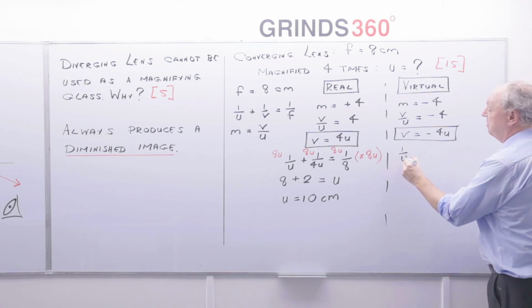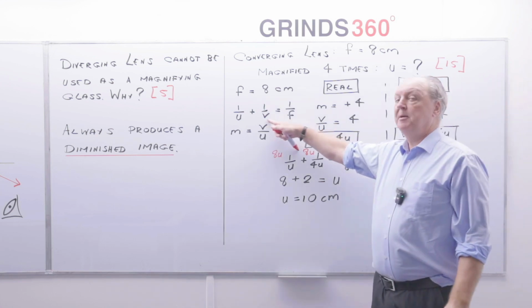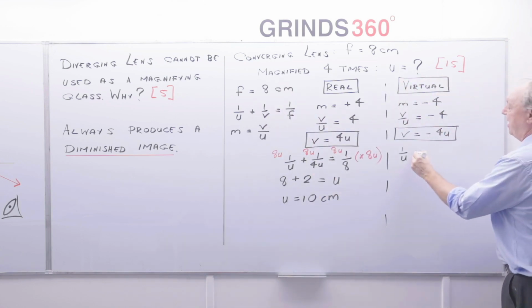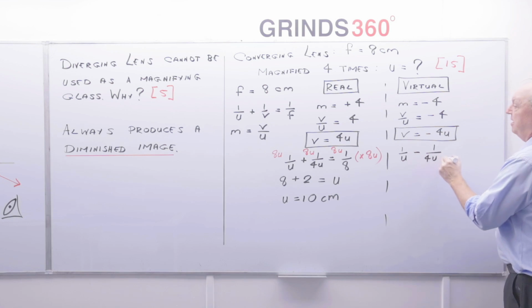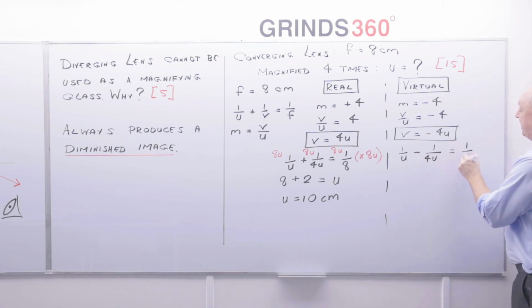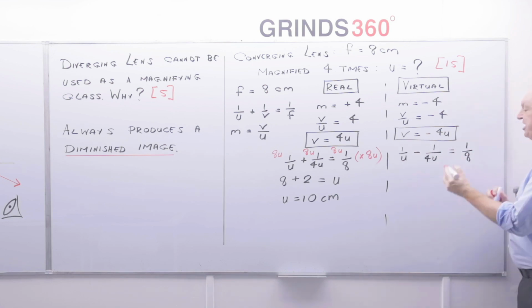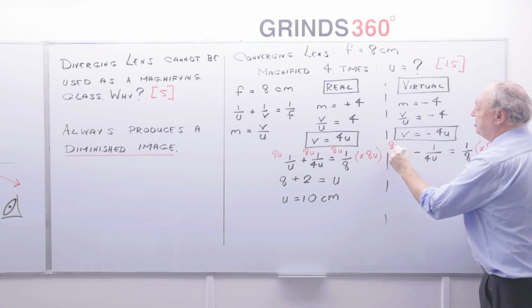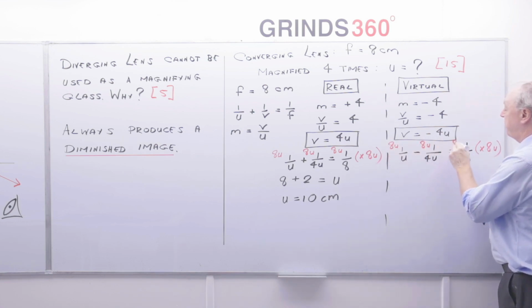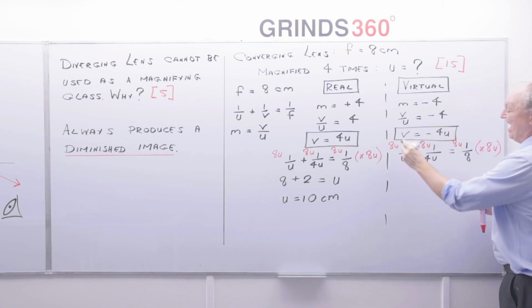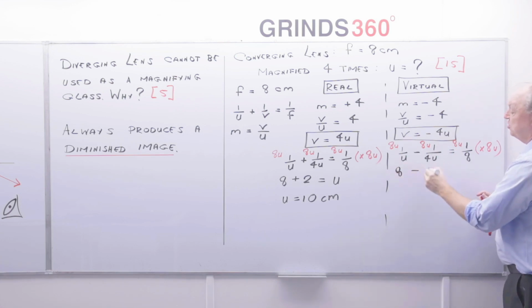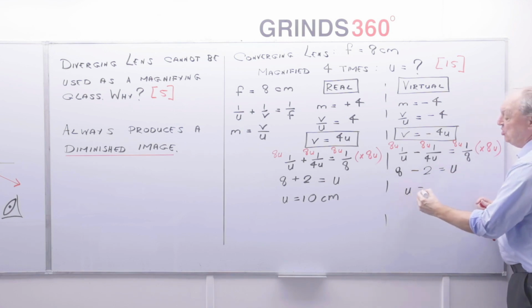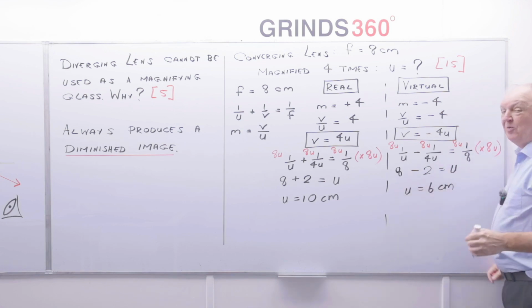1 over u. Replace v by minus 4u. Throw the minus in front of the fraction. So I get minus 1 over 4u, and that's equal to 1 over 8. So once again, I'm going to multiply right across by 8u, every term by 8u. So I end up getting 8 minus 2 is equal to u. So in this case, u is equal to 6 centimeters, which makes sense.